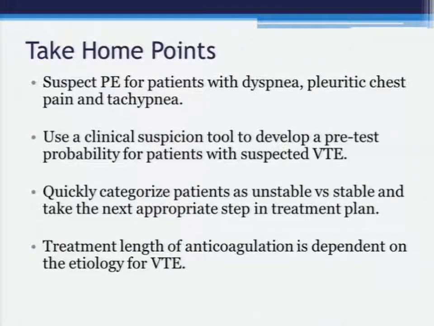So take-home points, you want to suspect PE for patients with dyspnea, pleuritic chest pain, and tachypnea. Use a clinical suspicion tool, but remember your clinical judgment is always going to outweigh any kind of score you're going to use. So use it judiciously, but you can use it to develop a pretest probability for patients with suspected VTE. Categorize patients as unstable versus stable, and then take the next appropriate step in their treatment plan. And remember that the length of anticoagulation is dependent on the etiology of VTE. I know when I first started practicing, we treated PEs for 6 months and DVTs for 3 months, but that's no longer the recommendation. So find out the cause and then treat accordingly.